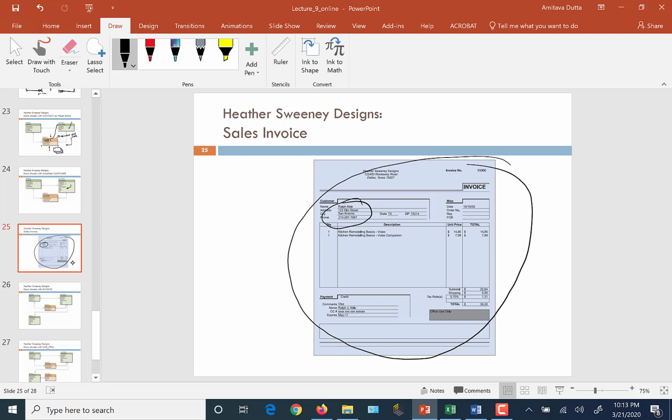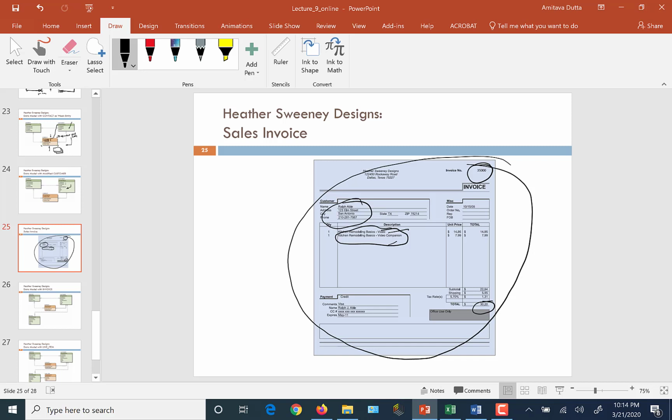Okay, this document itself tells me that I need to keep track of my invoices, because an invoice will have an invoice number, and it has an invoice total, a dollar amount, and so forth. And you can also see that the invoice refers to some products. In this case, one is a video, another is a video companion. So there are two small videos, I suppose. So there's some product information in this invoice also.